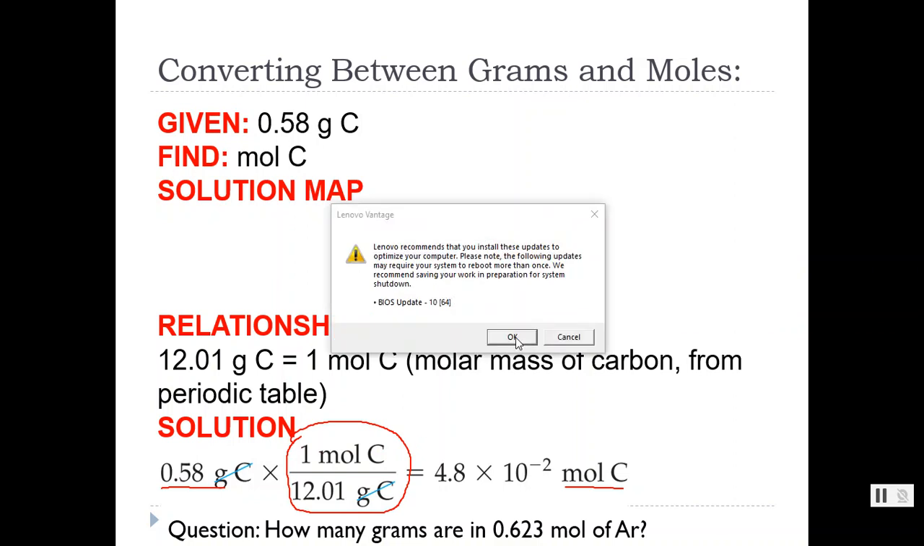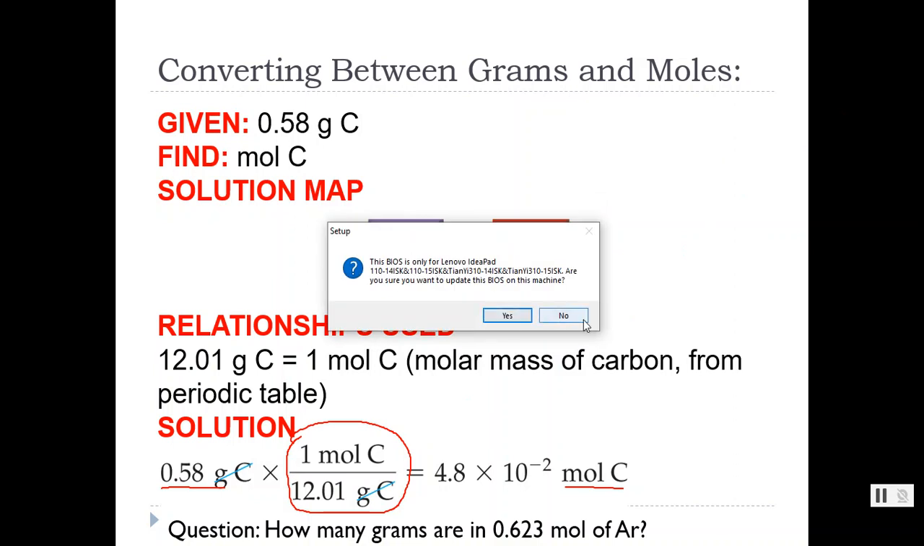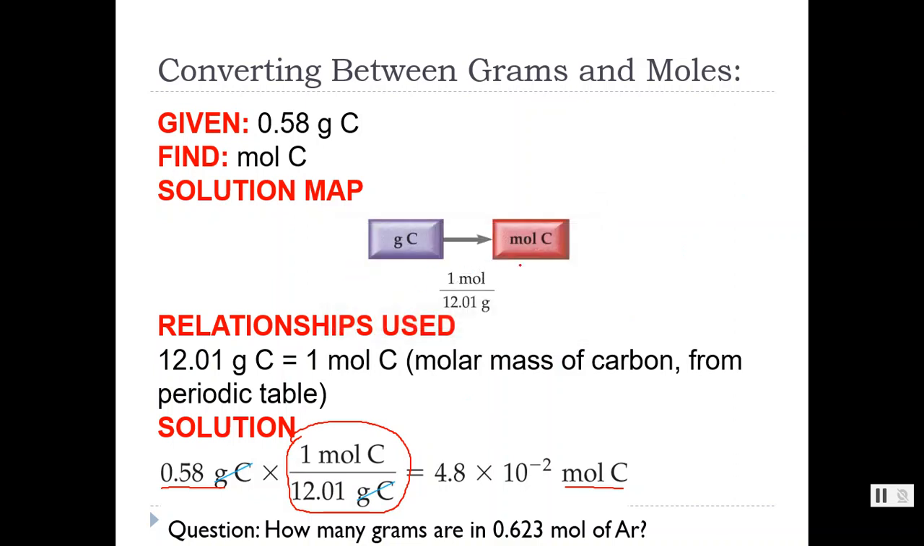One atom of carbon is 12.01 AMUs. 1 mole of carbon is 12.01 grams. So I can use that information from the periodic table written as a conversion factor, written so that my gram units cancel. I'm left with moles carbon in the numerator, which is great because that's what I'm looking for. And so then doing that division, I get 4.8 times 10 to the negative 2 moles of carbon. So we can go from grams to moles.